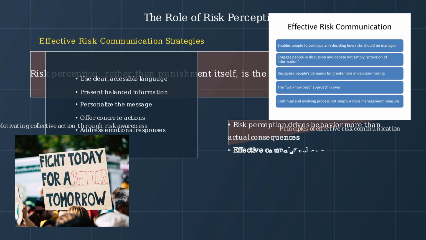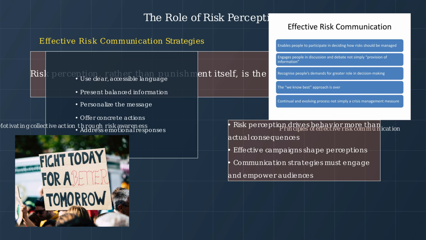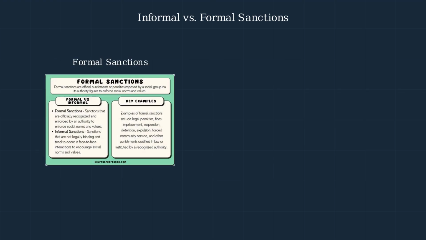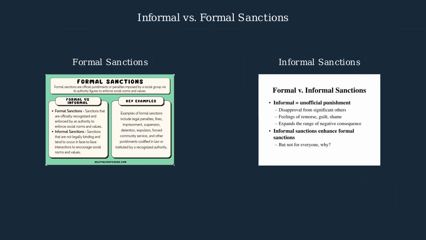To summarize, in public health, risk perception is a powerful tool for behavior change. Effective campaigns don't just inform, they shape how people perceive risks and empower them to take action. In the context of deterrence theory, sanctions can be categorized as either formal or informal. Formal sanctions are official punishments imposed by authorities like fines, imprisonment, or other legal penalties. Informal sanctions, on the other hand, involve unofficial social penalties like disapproval, exclusion, or shame.